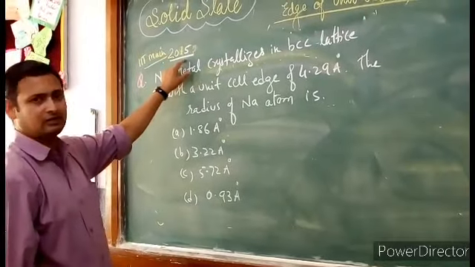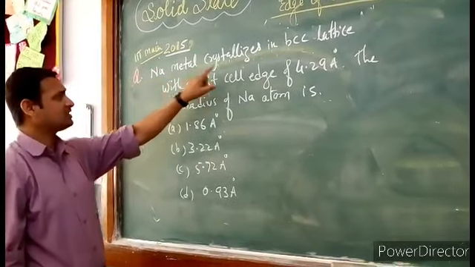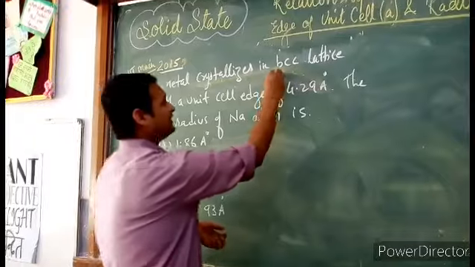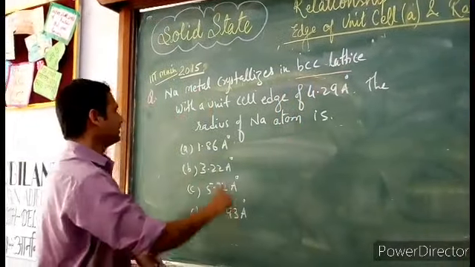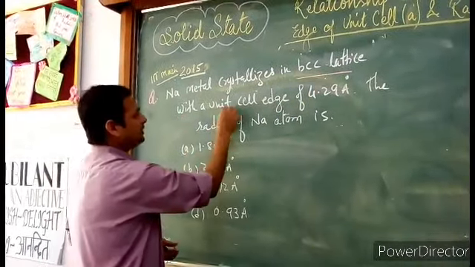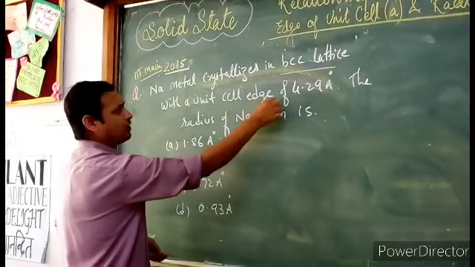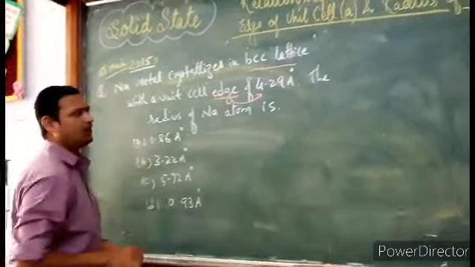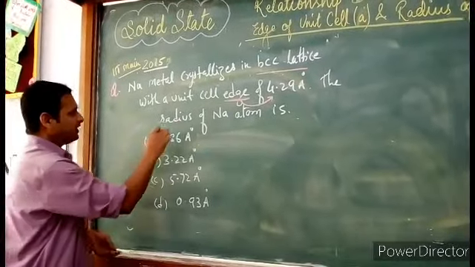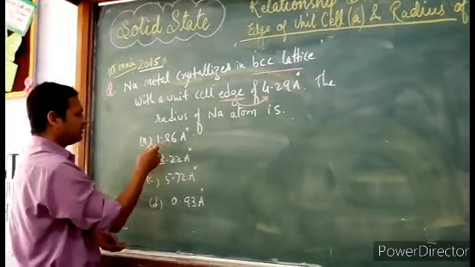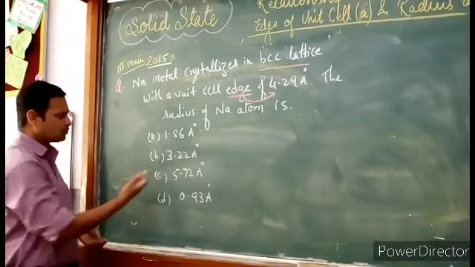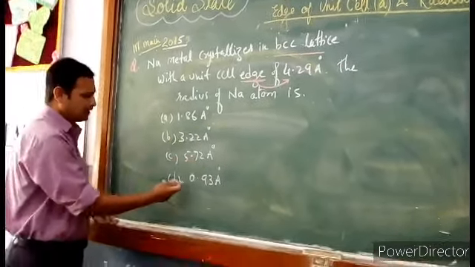Sodium metal crystallizes in BCC lattice, body centered lattice, with unit cell edge of, so edge length is how much given to us? 4.29 Armstrong. The radius of sodium atom is 1.86, 3.26, 5.72 and 0.93 Armstrong.